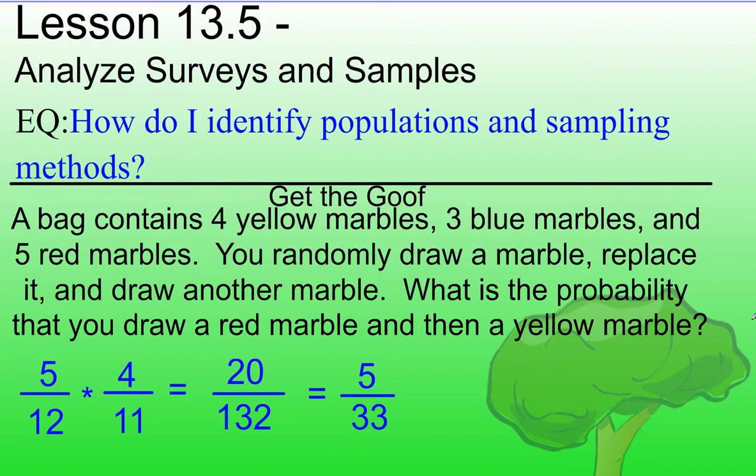In this lesson, we're going to analyze surveys and samples. The essential question says, how do I identify populations and sampling methods? Before we move on to that, let's talk about our get the goof here.